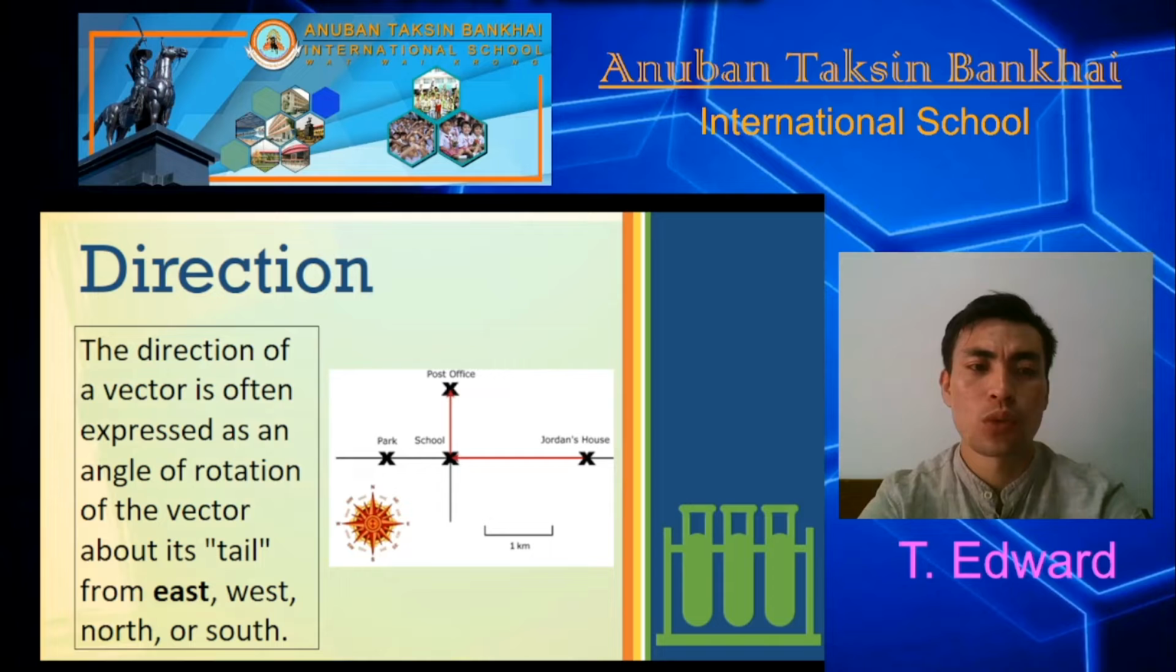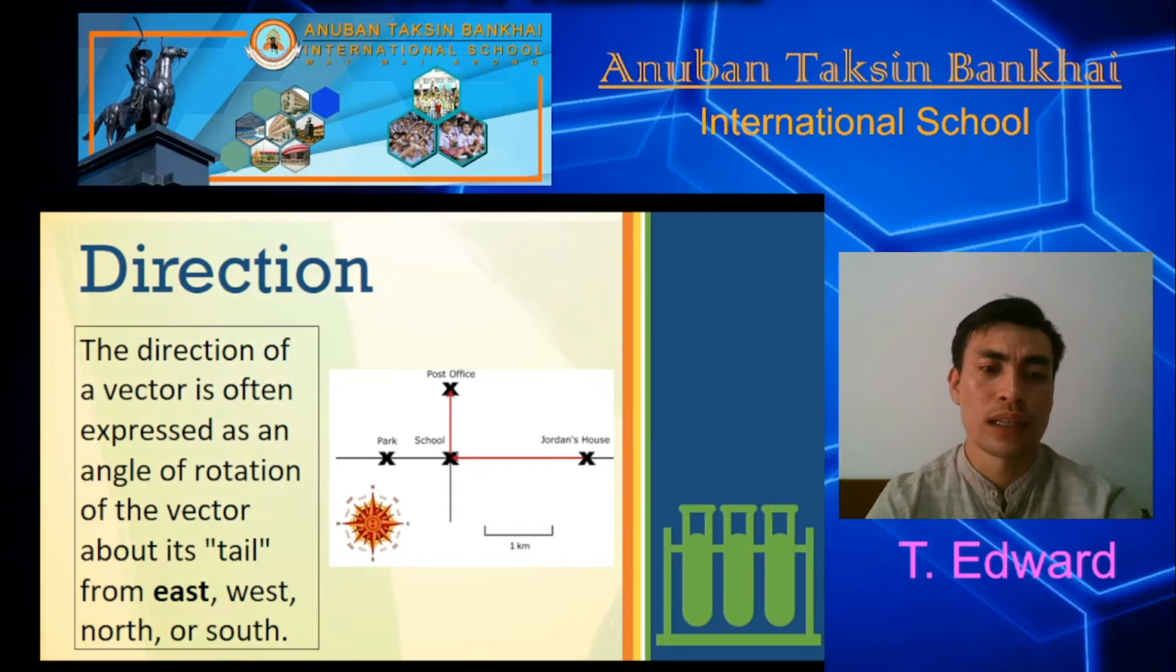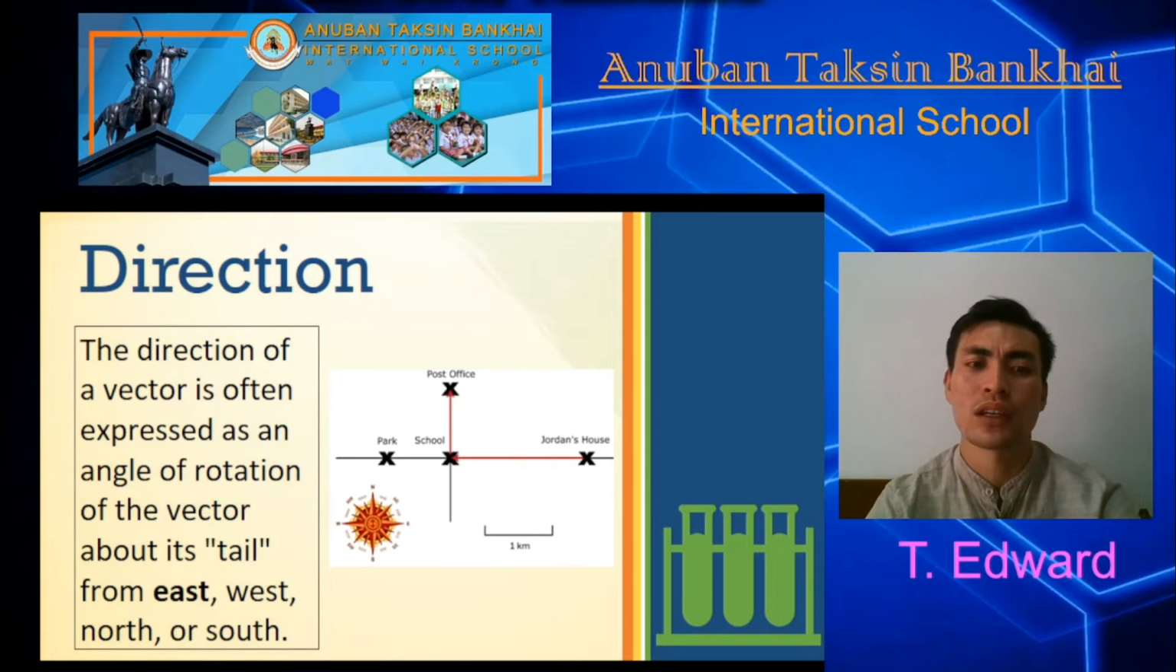The next word is direction. The direction of a vector is often expressed as an angle of rotation of the vector around its tail from the east, west, north, or south. So we can see in this picture, for example, Teacher Edward is at the school and I want to go to Jordan's house. Where will I go? You can answer, Teacher Edward needs to walk eastward, going to the east, so that you can reach Jordan's house. So that is direction.